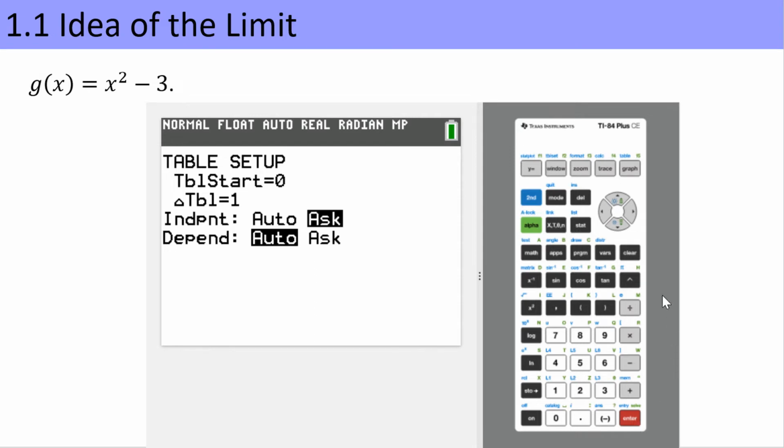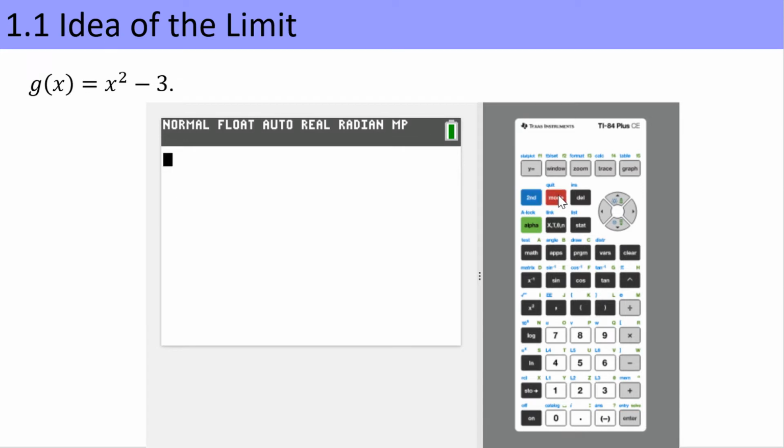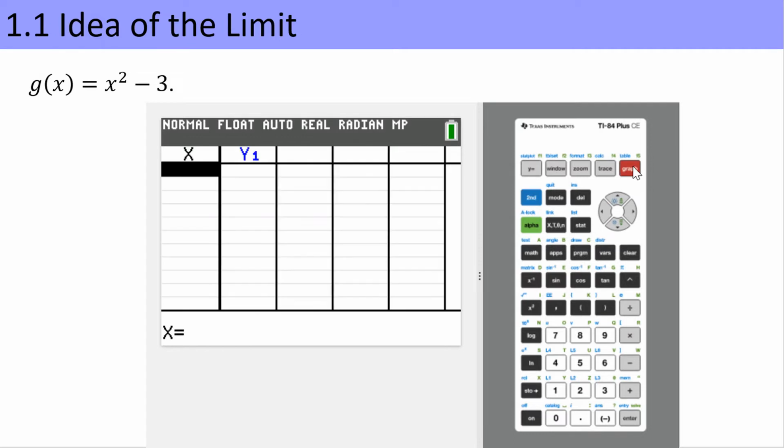Now let's get out of the screen, hit the blue second mode, which lets us quit. Now hit second again and go to table. Now we will key in the values as we approach 1. Since we're approaching 1, let's pick a value less than 1, such as 0, and enter. It evaluates for us -3. That makes sense with the function we put in.